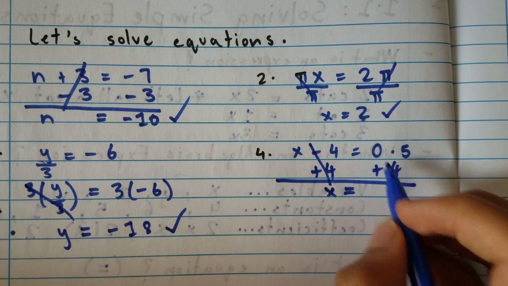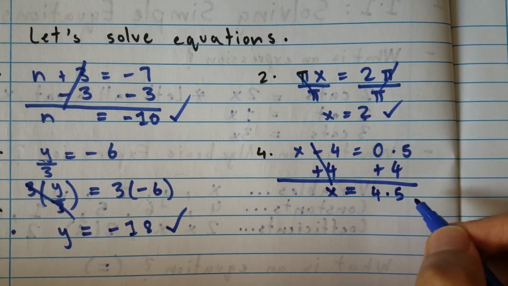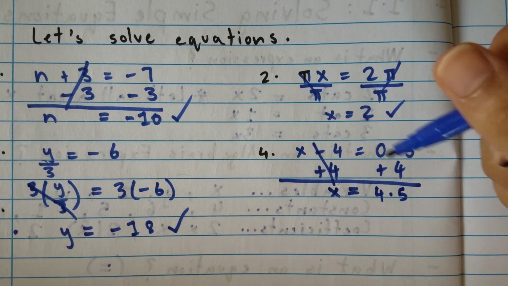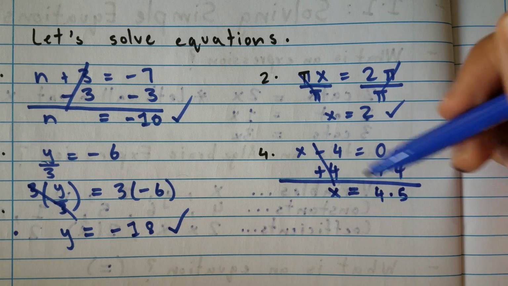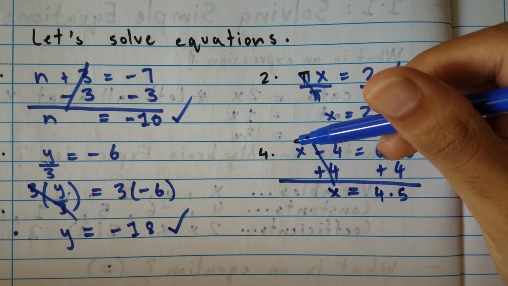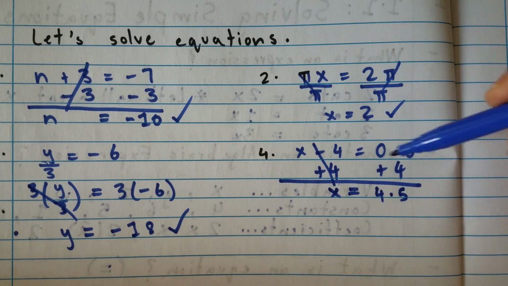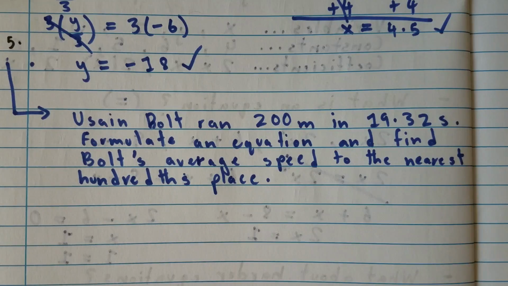And if we do that, minus 4 plus 4 cancels out, and we get x alone here. And so 0.5 plus 4 is equal to 4.5, and therefore x is equal to 4.5. Now let's actually check if this is the answer by putting it back into the original equation. So if we put 4.5 in x and you do 4.5 minus 4, then we know we get 0.5 for the answer, and we know that this is correct.